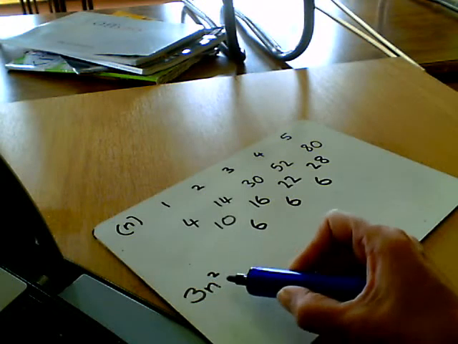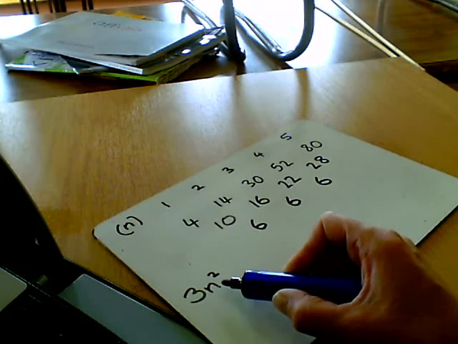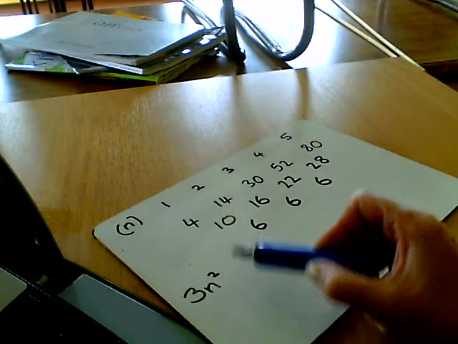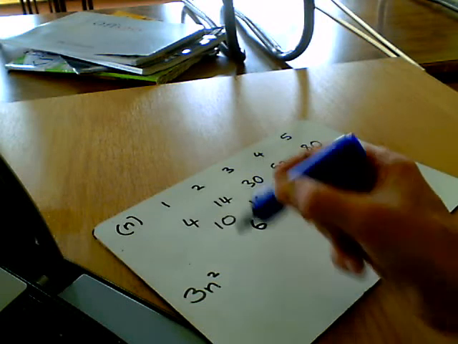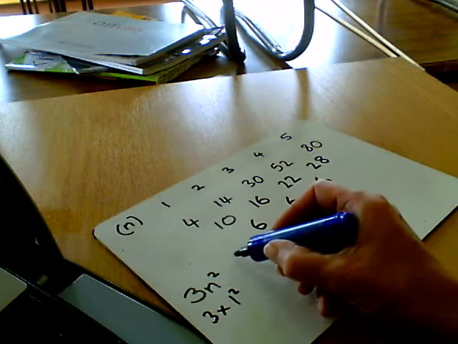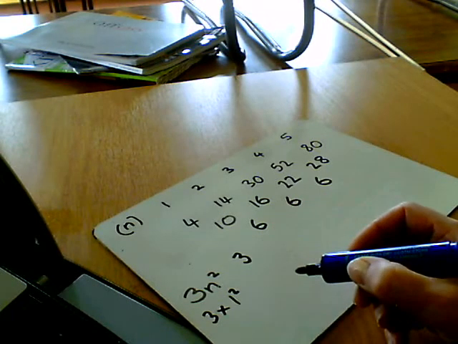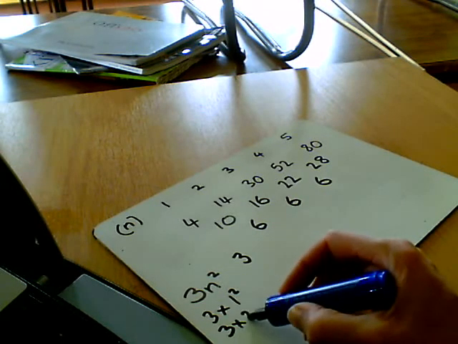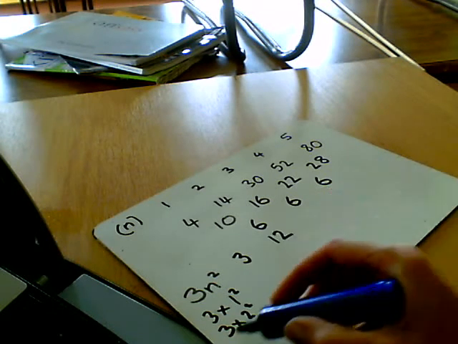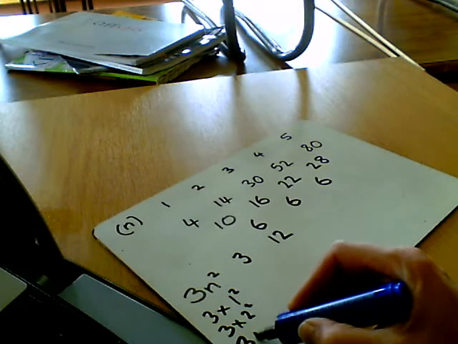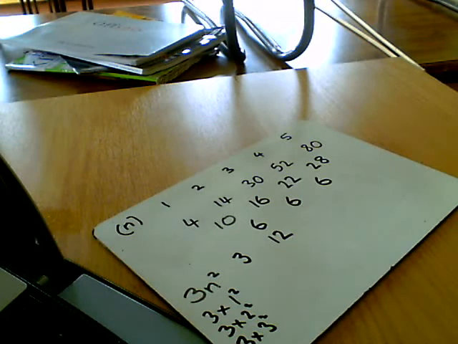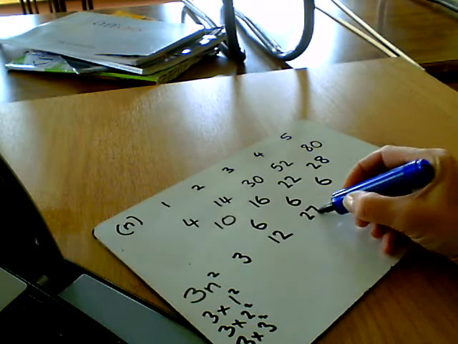Right, now I want to create a sequence using 3n squared by substituting each of these term numbers into this particular rule, and I want to compare it to this sequence. So if I start with n is 1, that's 3 times 1 squared, I have 3. Where n is 2, 3 times 2 squared, or 2 squared is 4 times 3, gives me 12. Where n is 3, so 3 times 3 squared is 9, 9 times 3 is 27.